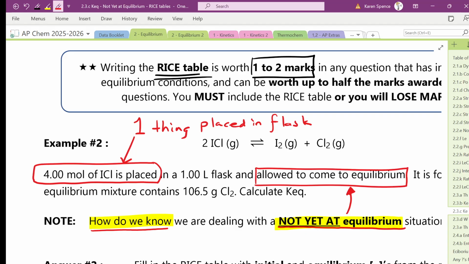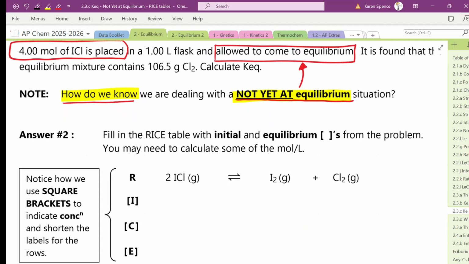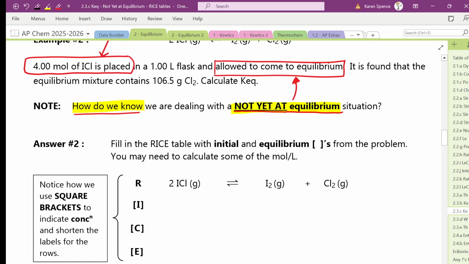Be sure that when we separate out the categories, we know whether we're at equilibrium or we're not yet at equilibrium. When you're doing a mixture of the problems, you're looking for the language that tells you, is this a simple chuck them into Keq or is this a Rice table situation? Okay, you guys are going to fill in the Rice table with the initial and equilibrium concentrations from the problem. You may need to calculate some of the moles per liter.